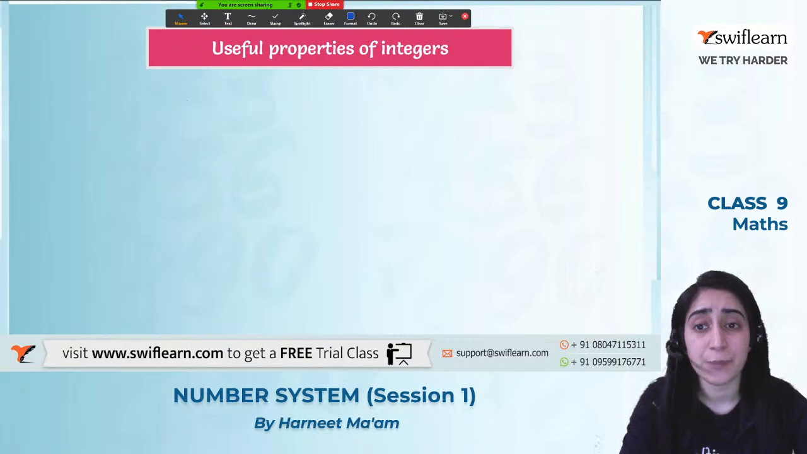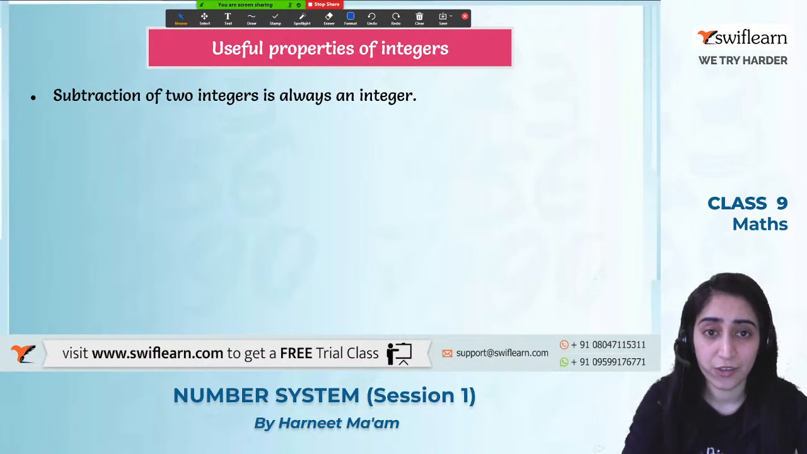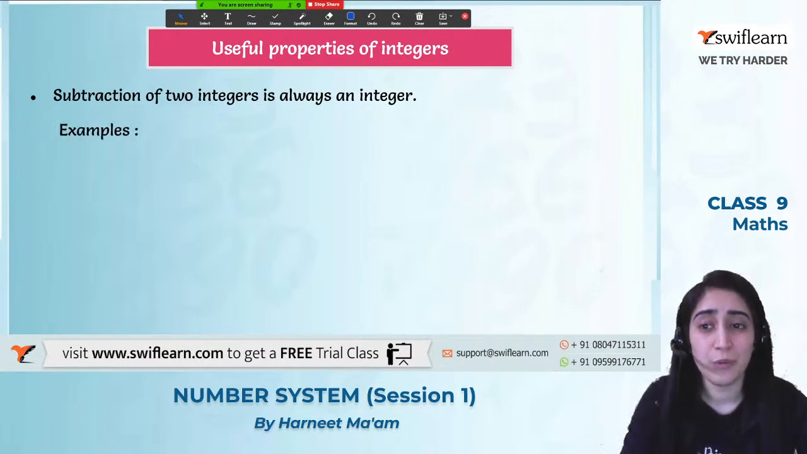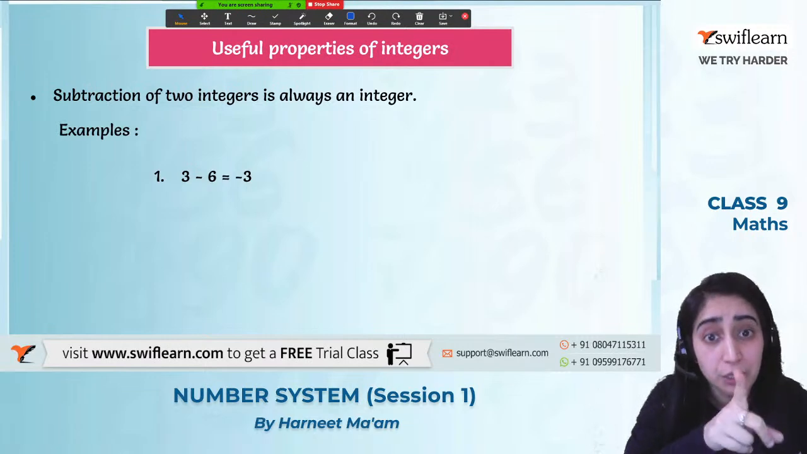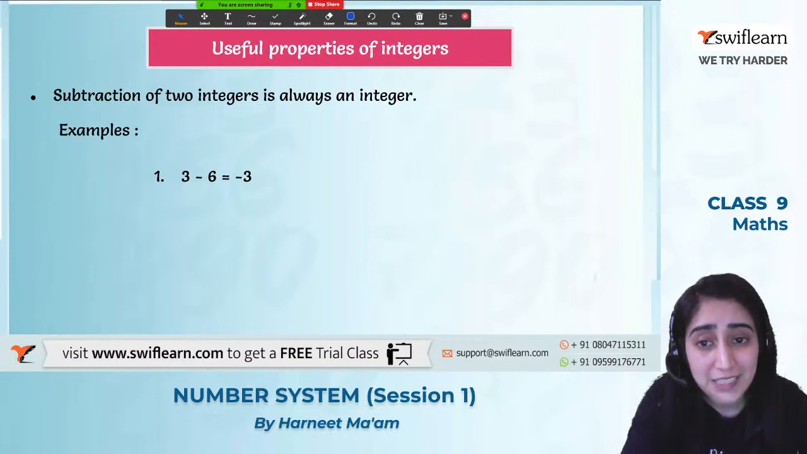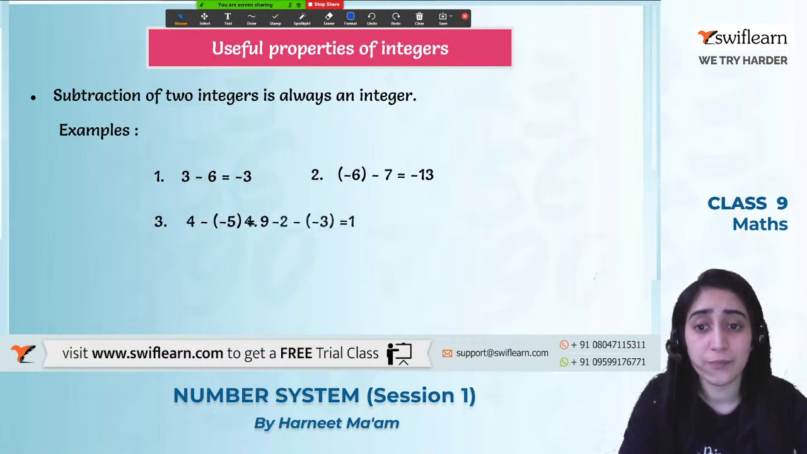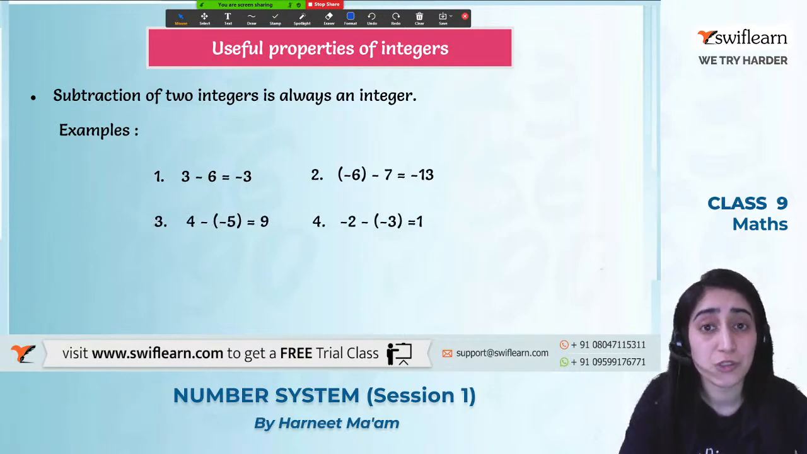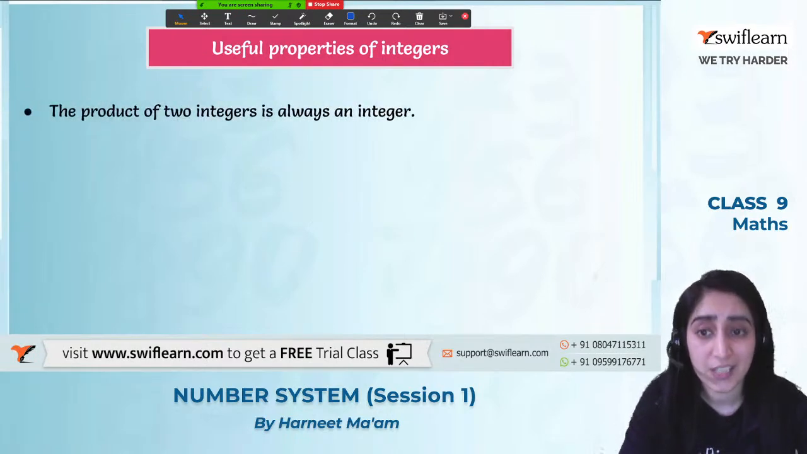Now, when we subtract two integers, we will always get an integer. Yes or no? Yes. How? See, if I do 3 minus 6, the bigger number is being subtracted, so I get a negative number. But that negative number is also an integer. It's a negative integer, so that's the right answer. Minus 6 minus 7 is minus 13, which is also an integer. Minus 6 minus minus 5 comes out to be minus 1. Minus 2 minus minus 3 comes out to be 1. So yes, when we subtract two integers, we get an integer.